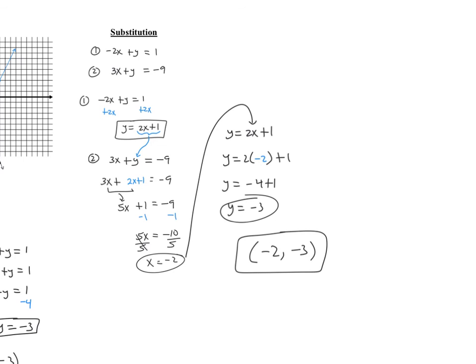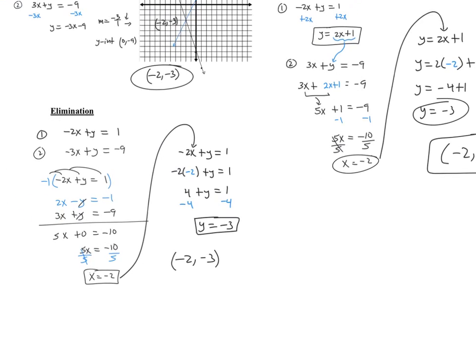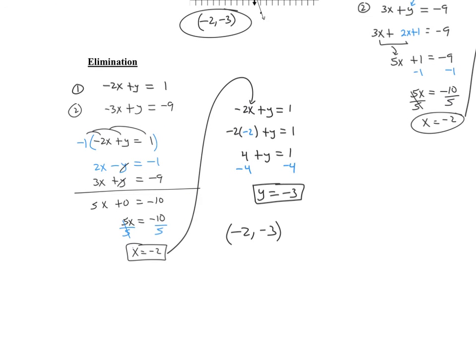And then the elimination method. There's the work for the elimination method. You'll notice that I took equation number 1 and I decided to get rid of the y terms. So I multiplied equation number 1 by -1. And I went ahead and added those two equations together, eliminating the y's, solved for x, and I got a -2. Then I took the -2 and I substituted into equation number 1. I could have substituted into equation number 2, but I chose 1. And then I ended up getting a y value of -3. And of course I got the exact same answer.